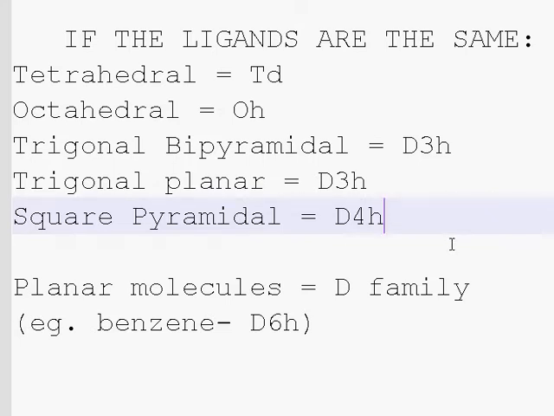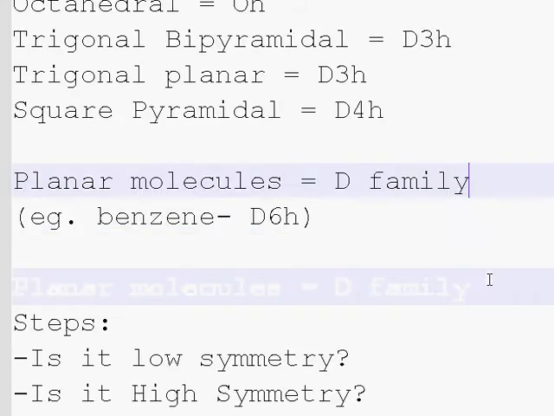I think I already went over linear molecules, so those are either D infinity h or C infinity v. And you can also generalize that all planar molecules are pretty much in the D family because they're going to have perpendicular symmetry axes. So benzene, for example, is in the D6h point group. It's planar, and you've got the primary rotation axis of the C6, but then perpendicular to that, you've got a C2, because obviously you can just flip the benzene ring around.